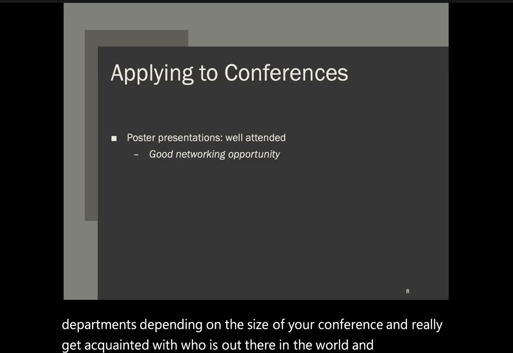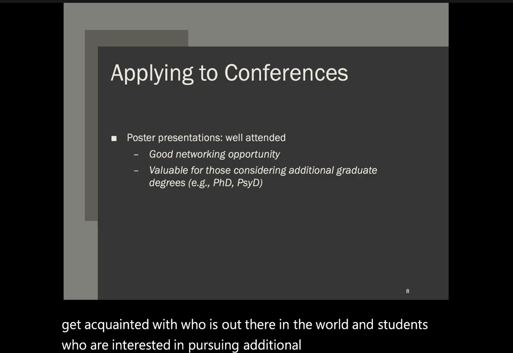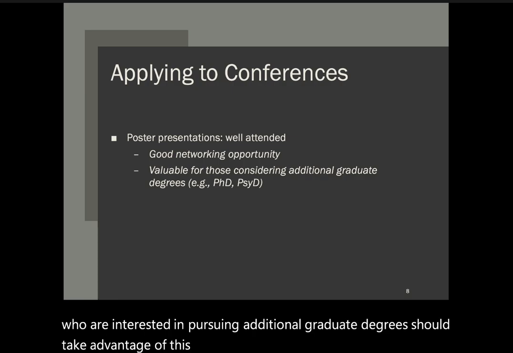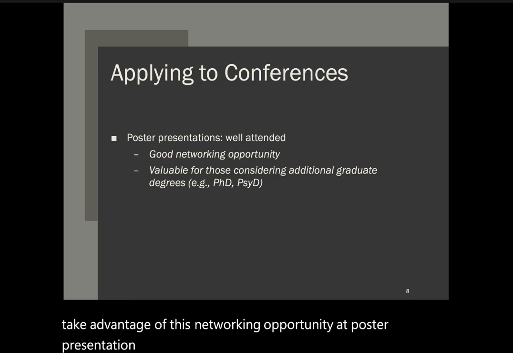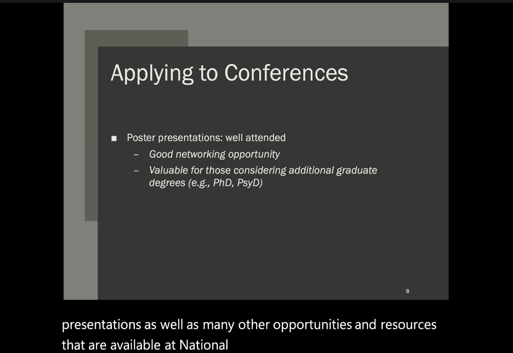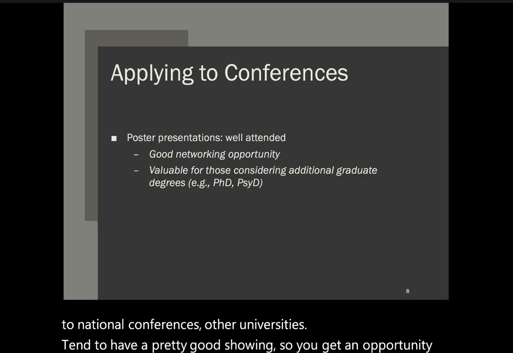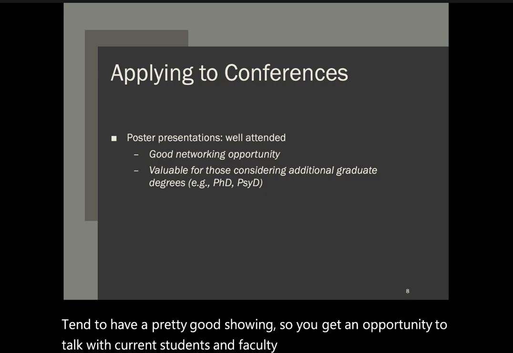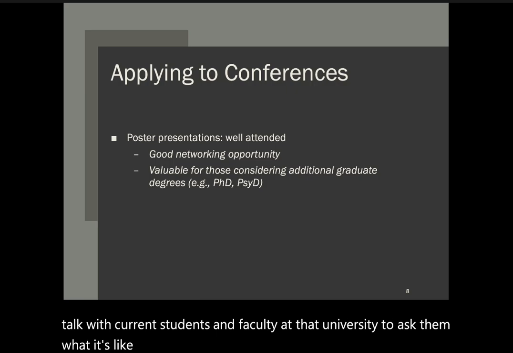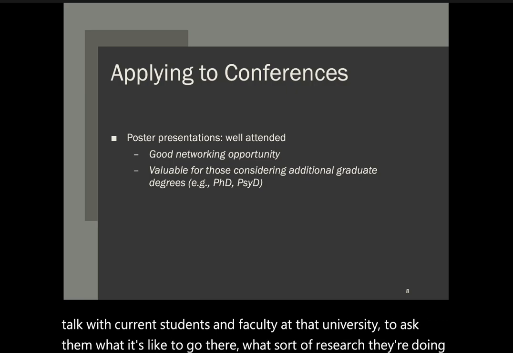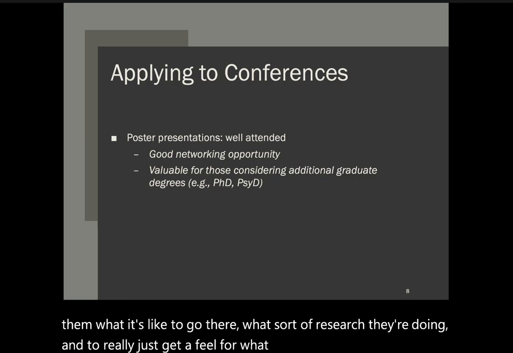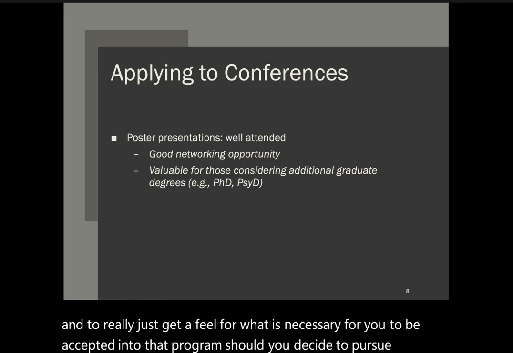Students who are interested in pursuing additional graduate degrees should take advantage of this networking opportunity at poster presentations, as well as many other opportunities and resources that are available at national conferences. Specifically, when you go to national conferences, other universities tend to have a pretty good showing, so you get an opportunity to talk with current students and faculty at that university to ask them what it's like to go there, what sort of research they're doing, and to really just get a feel for what is necessary to be accepted into that program should you decide to pursue an additional graduate degree.